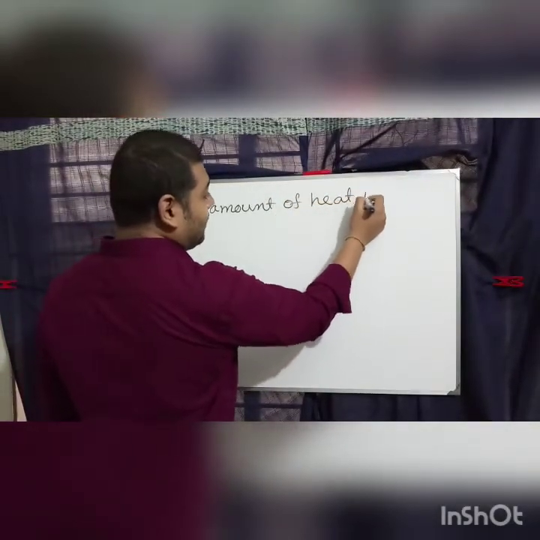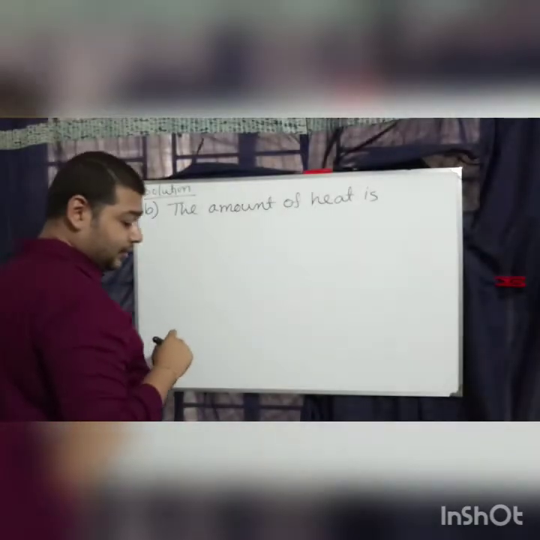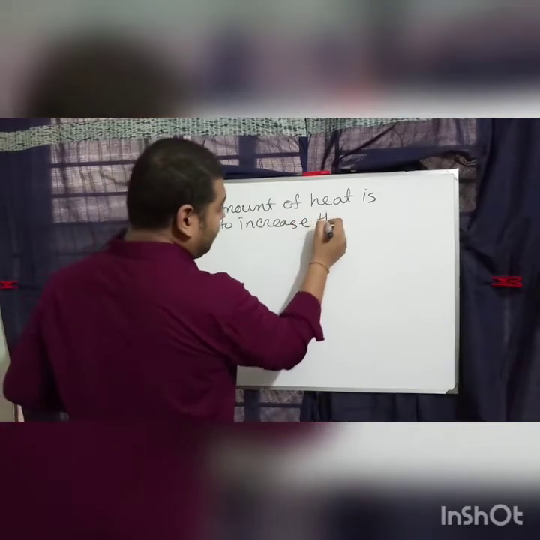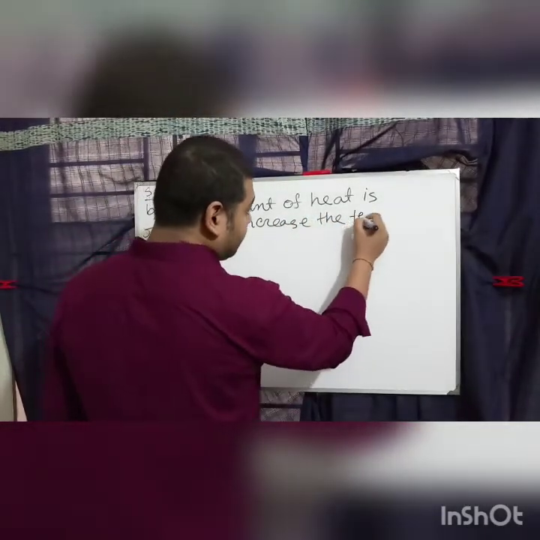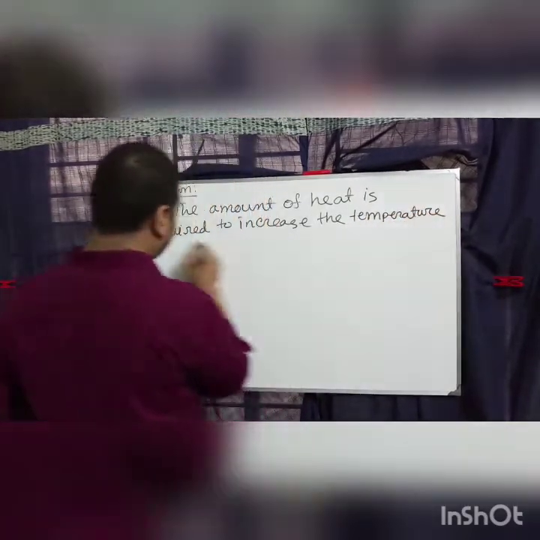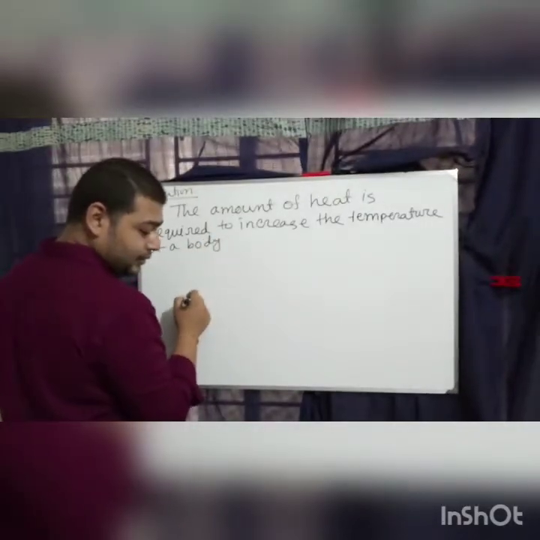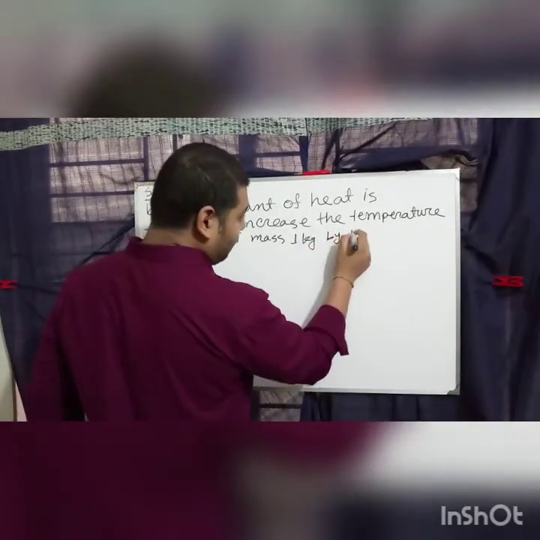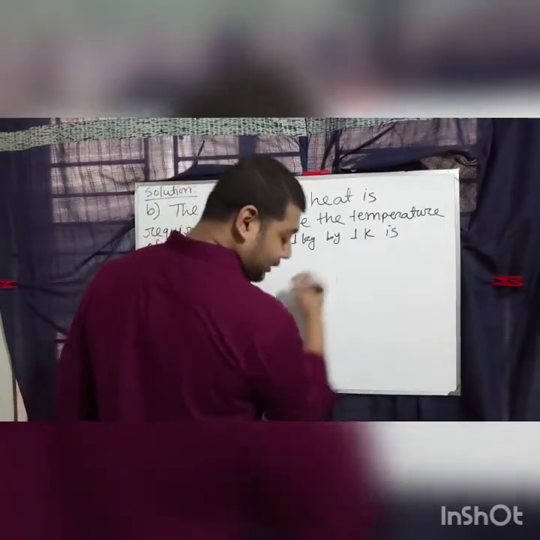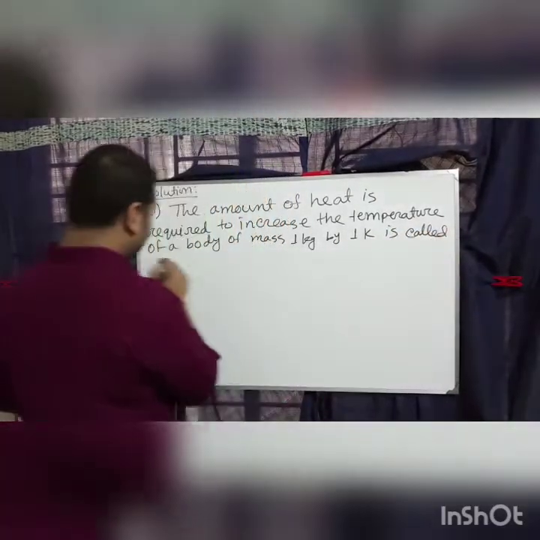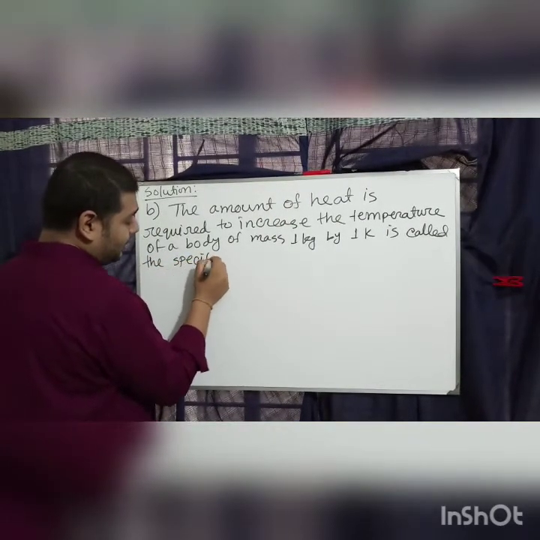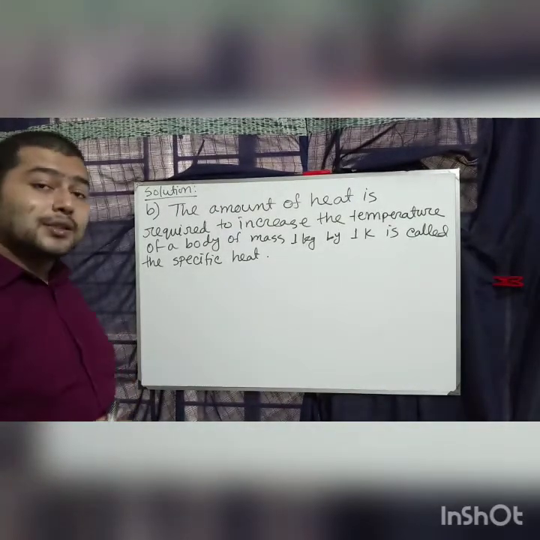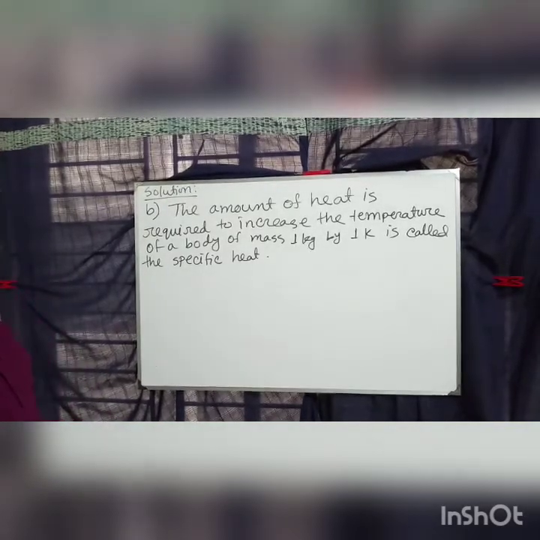Now the amount of heat question number B: the amount of heat required to increase the temperature of a body of mass 1 kg by 1 Kelvin is called the specific heat.